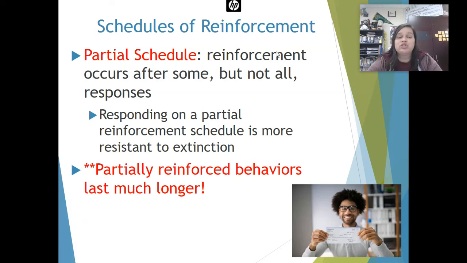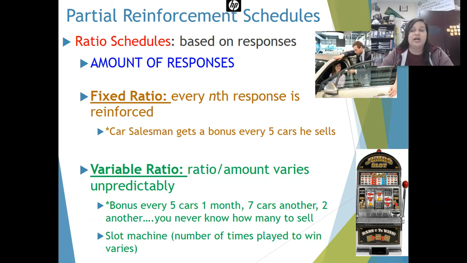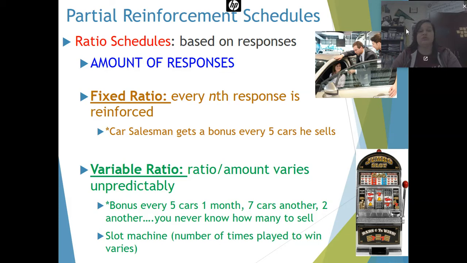In general, partially reinforced behaviors last much longer because there's always that hope that the behavior is going to be reinforced. Whereas with the continuous one, you know you get it every time. Eventually, you may tire of it and say, I don't want to do it. Or again, you know that as soon as it stops, it's done. So partial reinforcement schedules can be broken down into two more categories, fixed and variable. And we're actually really four, ratio and interval, and fixed and variable.